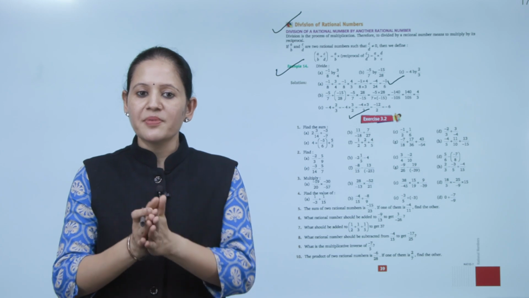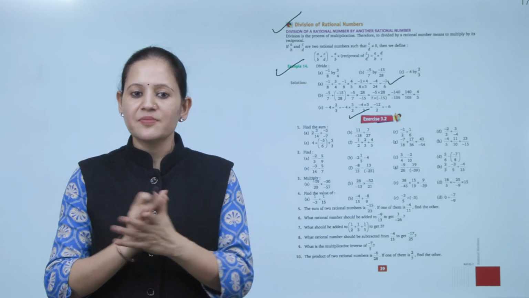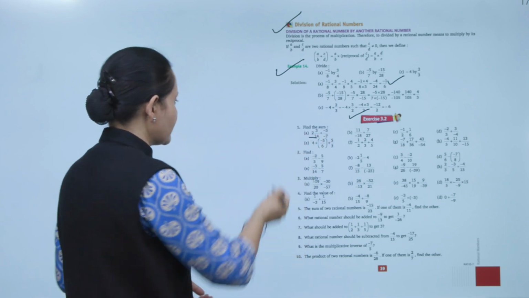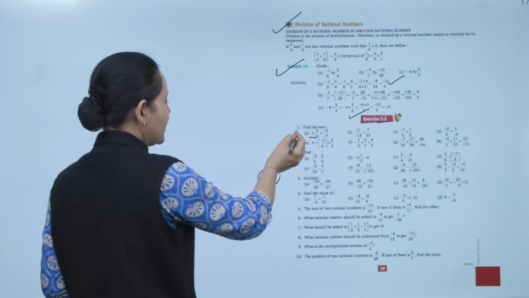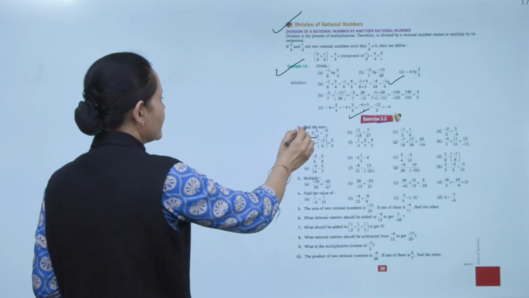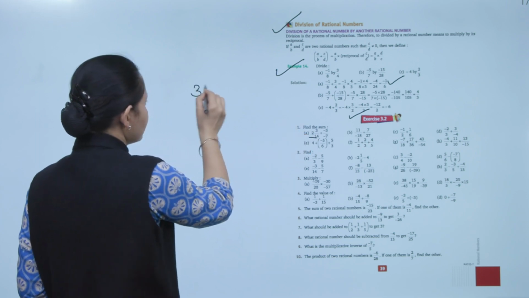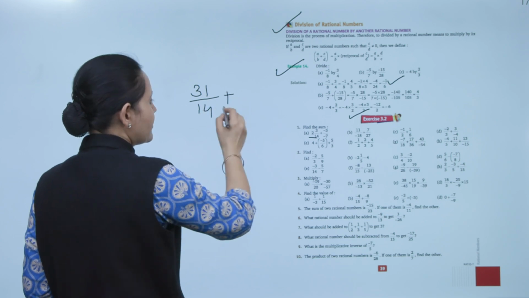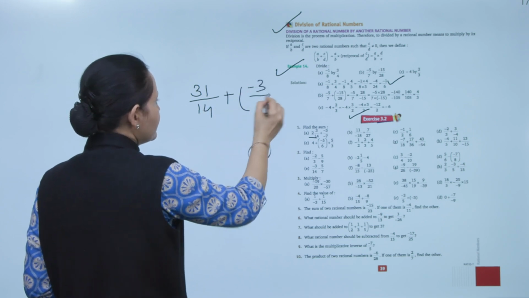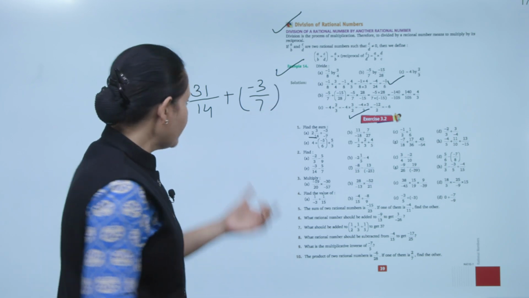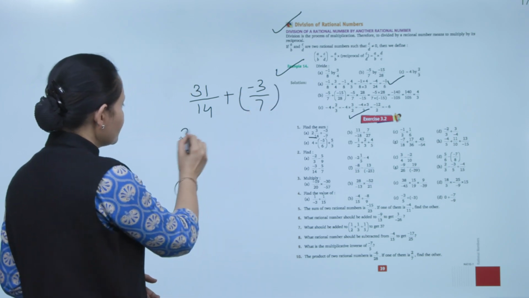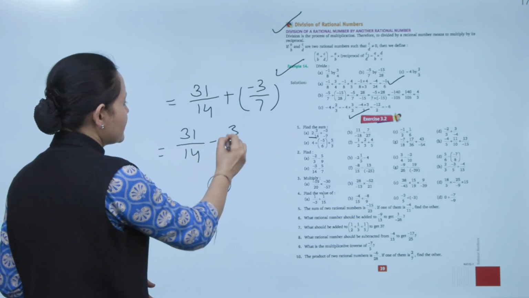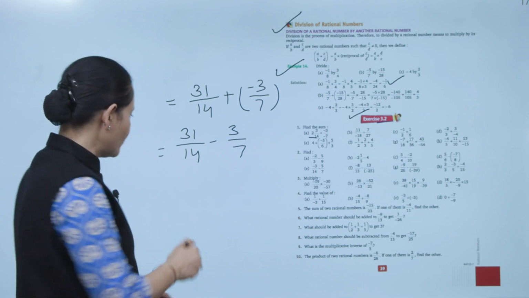Find the sum 2 3 by 14 plus minus 3 upon 7. First we change the mixed fraction into an improper fraction. 14 into 2 is 28, and 3, that is 31 upon 14 plus minus 3 by 7. Clear? Plus minus minus हो जाएगा. So 31 upon 14 minus 3 by 7. LCM लेंगे. LCM is equal to 14.